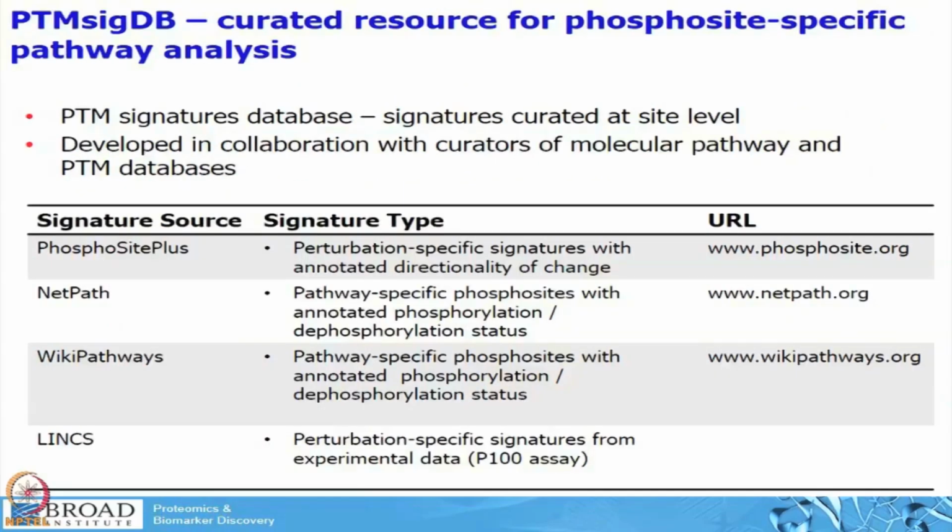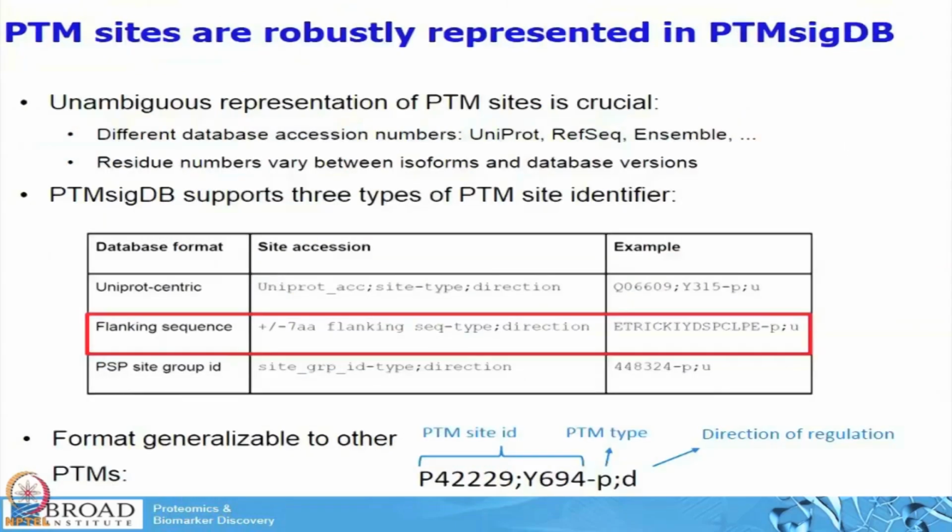This is human data only. And most of the signatures are human. We started to do that for mouse and rat too, but it's mostly human. So we teamed up with other database curators from PhosphoSitePlus, from NetPath, also WikiPathways, as I mentioned earlier. And with the help of all of these people involved here, we started to curate this database.